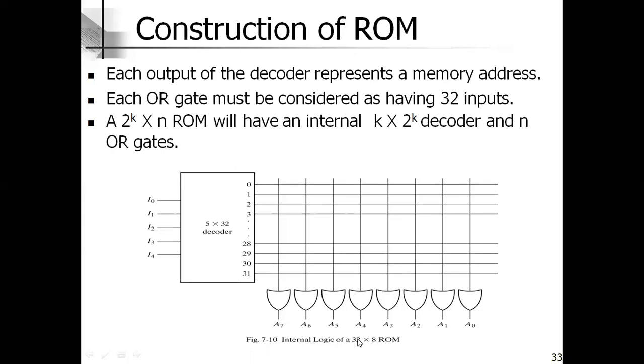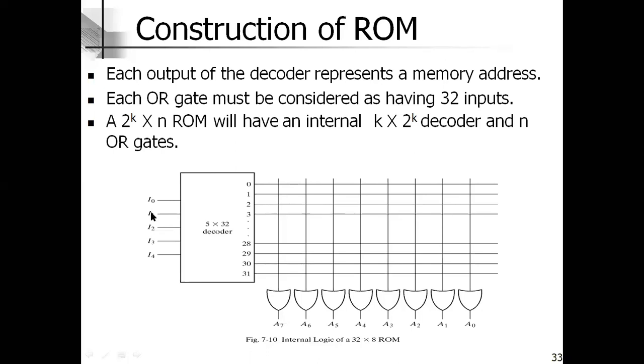So how many words here? 32 words. There is no need to specify the address lines; you have to analyze how many address lines are needed for 32 words. 32 words, and each word can contain 8 bits. So how many address input lines will be required? 32 is 2 power 5. So here we will use one decoder, that is a 5 by 32 decoder.